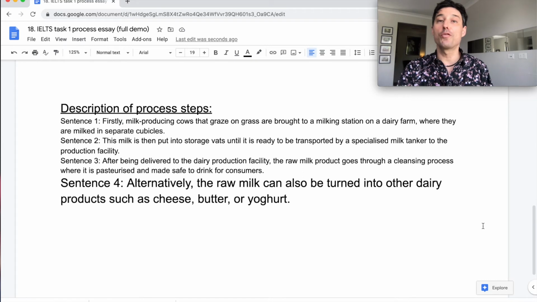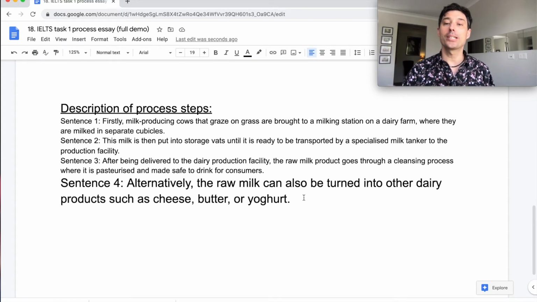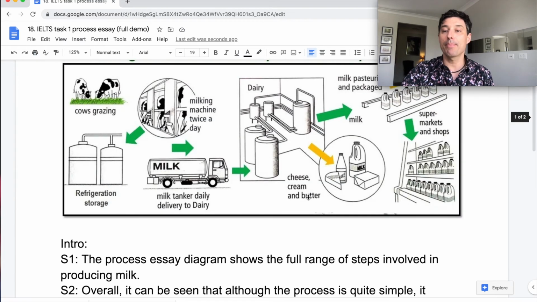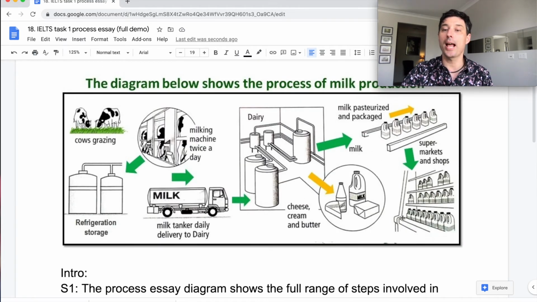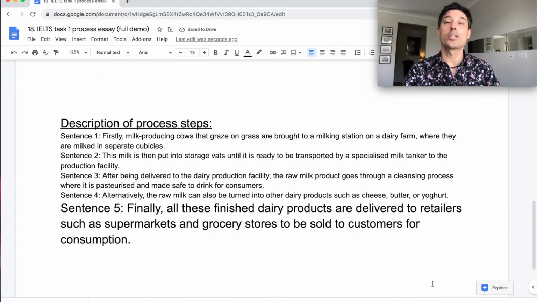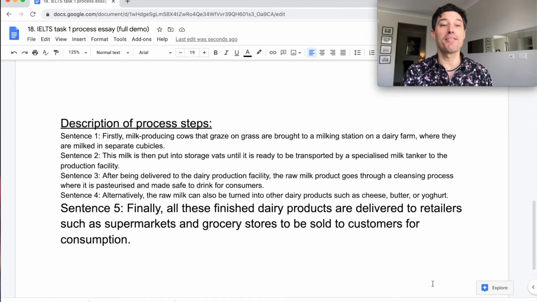Okay, so in this sentence 4, I've said, alternatively, the raw milk can also be turned into other dairy products such as cheese, butter, or yogurt. Now we need to move on and write a fifth sentence that describes the last step of the process. And the last step of the process is to sell all these products on the supermarket shelf to the end consumer. Okay, so here's my last sentence, sentence number 5.